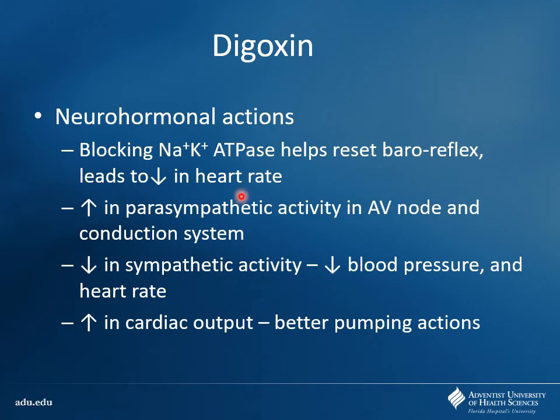So as I mentioned, these are showing you the main effects you're going to see. But by increasing parasympathetic activity on the heart, on the AV node, guess what that does to the heart rate? Slows it down. Decreasing sympathetic activity is going to slow it down as well. And you should get an overall increase in cardiac output from this drug.